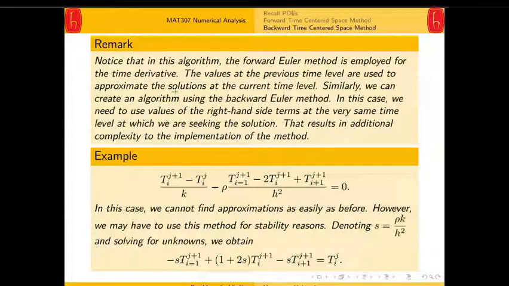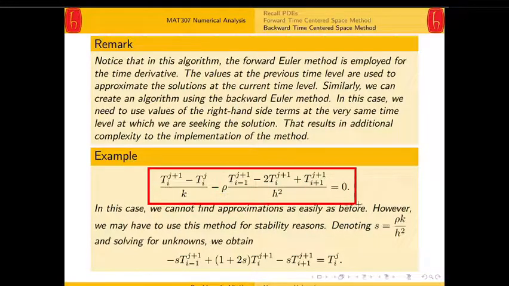Okay, so when we do that, this will give us an implicit time discretization and center difference in the space. In this case, we need to use values of the right-hand side terms at the very same time level at which we are seeking the solution. So this is the idea. That results in additional complexity to the implementation of the method.